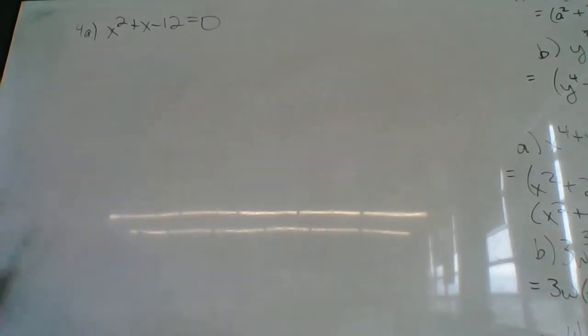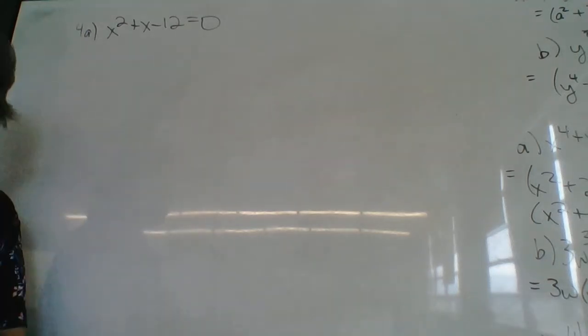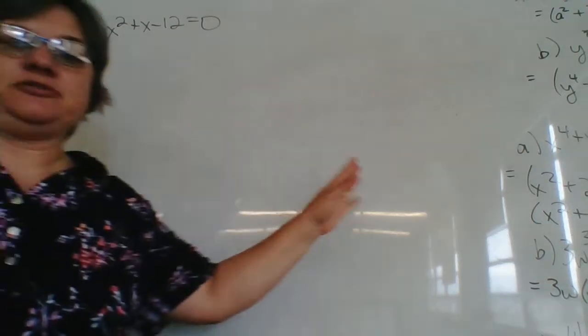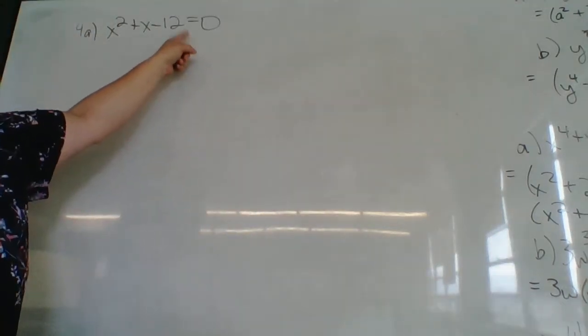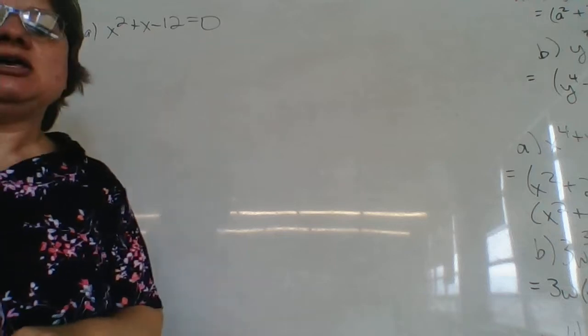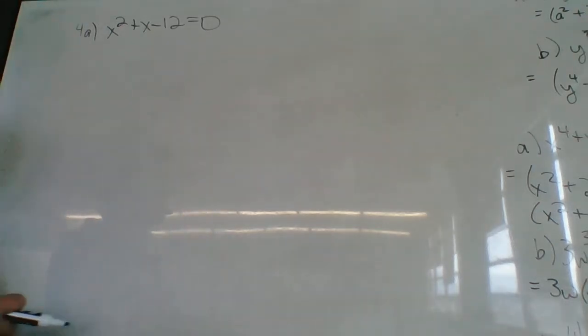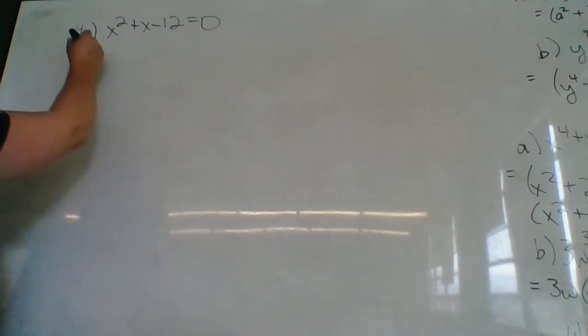This is a little bit different because now it says equals 0. Before, we were just dealing with expressions. This is called an equation. Why? Because it has an equals in it. So that means we're actually going to solve for what x should be. Well, factor first. Let's factor this guy.